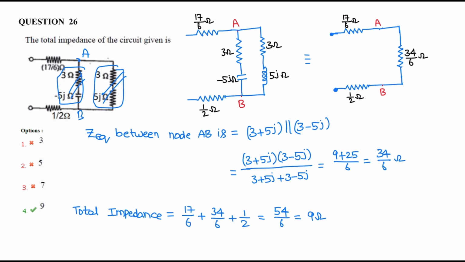So 3 plus 5j parallel to 3 minus 5j. On calculation its value is 34 by 6. So the impedance between these terminals is 34 by 6 ohms. Now this 17 by 6 is in series with 34 by 6 and in series with 1 by 2 ohms. So total impedance is 17 by 6 plus 34 by 6 plus 1 by 2, that is 54 by 6, which is 9 ohms. The total impedance between the terminals here is 9 ohms. Correct option is 4.